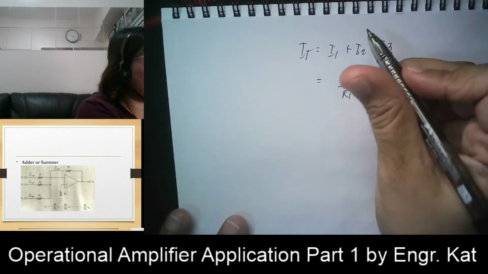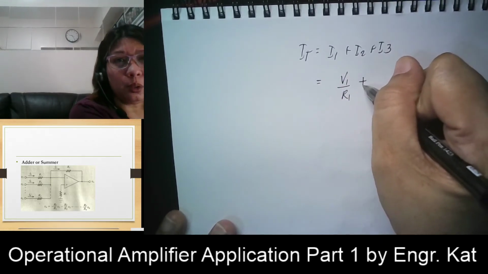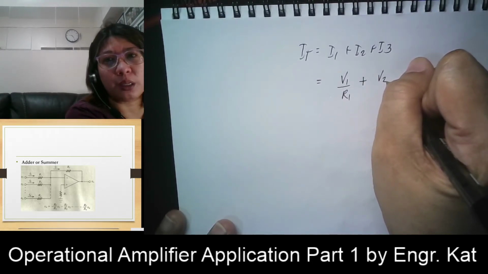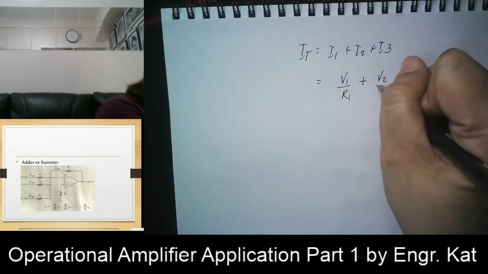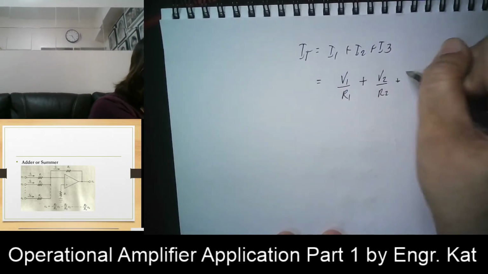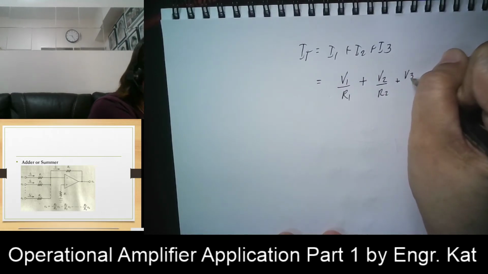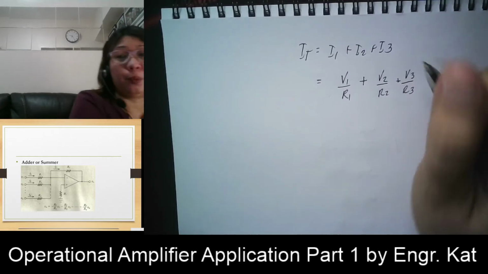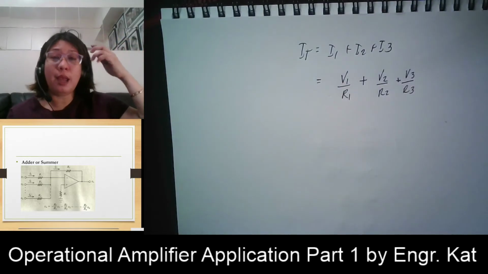And then we have here your I2, but what is your I2 there? That is equivalent to the voltage being applied across the terminal divided by your R2. And then what is your I3? The voltage across the terminal, which is your V3, divided by your R3 here. Okay, so that is our answer.